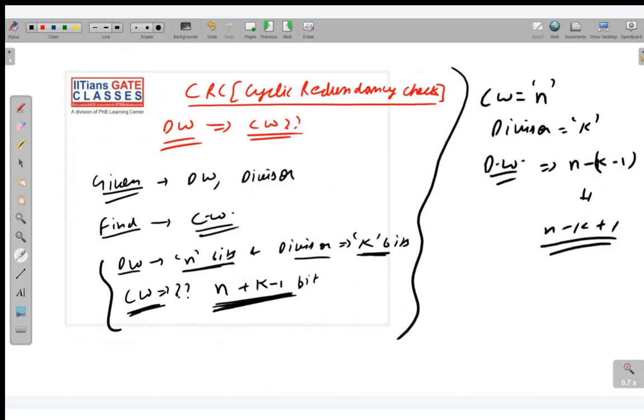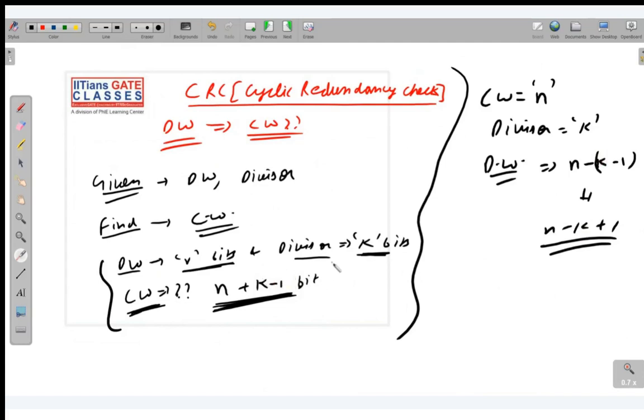Understood, sir. Okay, so it was very simple. Data word is n, divisor is k, code word will be n plus k minus 1. So that means k minus 1 bits are added to the data word to get the code word. So now from the code word, if you want to go to the data word, you have to subtract these k minus 1 bits. It's very simple. You have added k minus 1, so you will subtract k minus 1. So I have subtracted k minus 1 and I have got it. Take a snapshot, I will jump to the next slide, and now I will show you why we are getting k minus 1 and all.